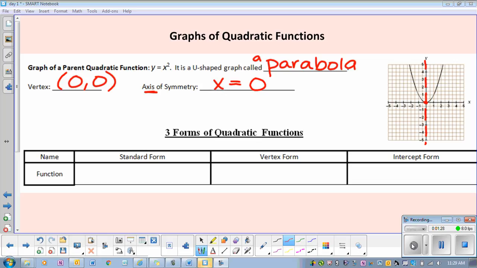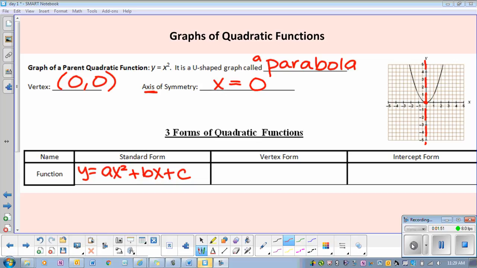All right, so there are three forms of quadratic functions. There are three different ways to write this. The standard form looks like this: y equals ax squared plus bx plus c.